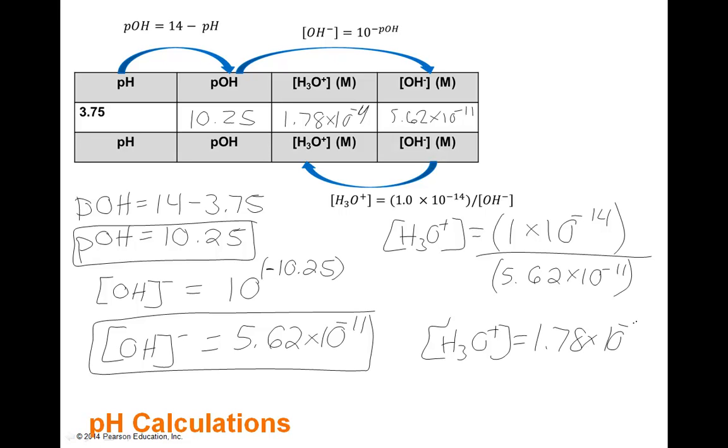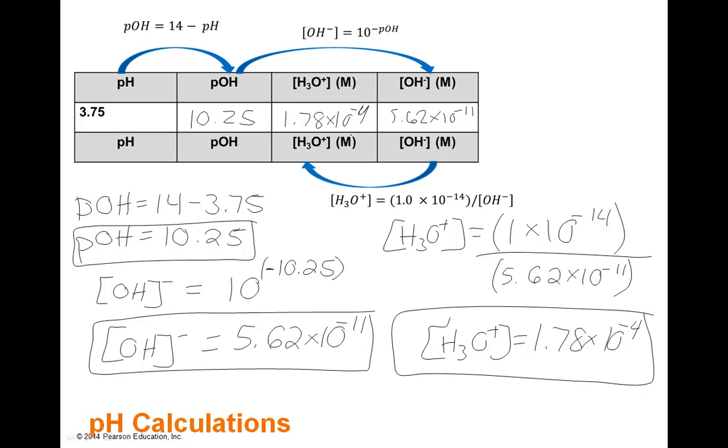Times 10 to the minus 4. Okay, so that's just kind of what you want to start out doing. And then you want to look back and see if your numbers make sense. What I mean by that is, your pH plus your pOH should equal approximately 14. Do they? Yes, you're good.